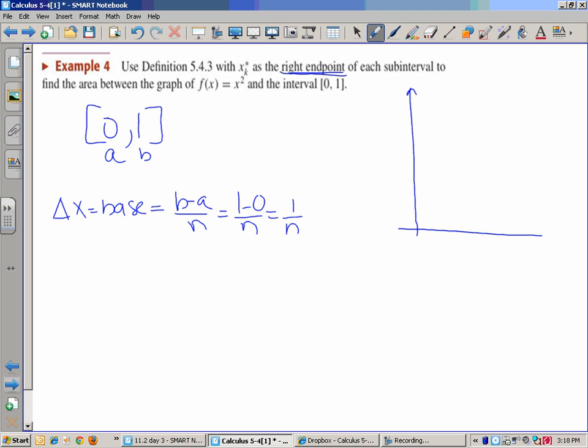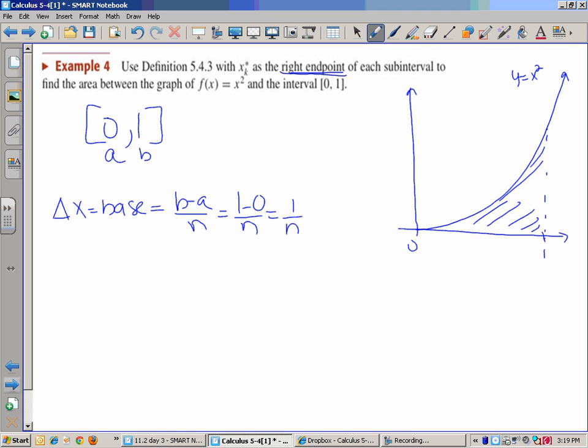And I'm just going to put in a little quick sketch here. That's y equals x squared from 0 to 1. So we're looking for this shaded region here.